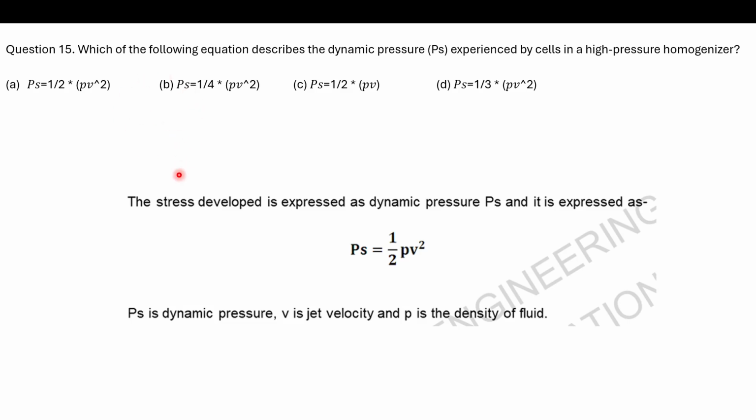So m by v will give the density of the liquid, or fluid in this case, which is rho. So it changes to P is equal to half rho v square, with rho v to the power 2 in the numerator. Here P is the dynamic pressure, v is the velocity, and rho is the density of the fluid. So the option will be option A, half rho v square.